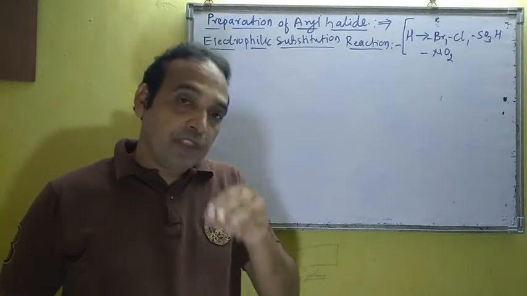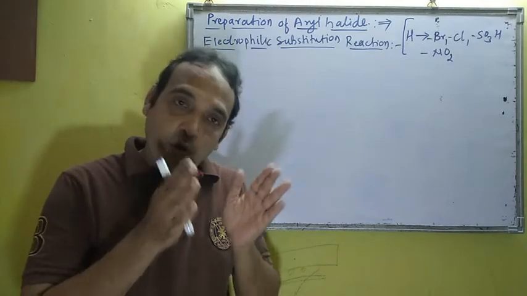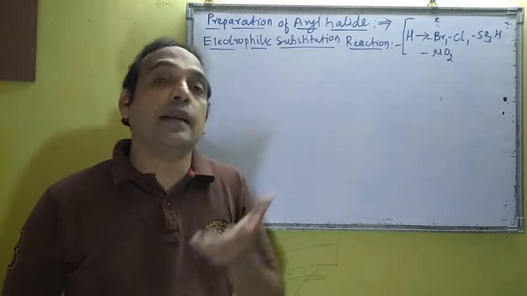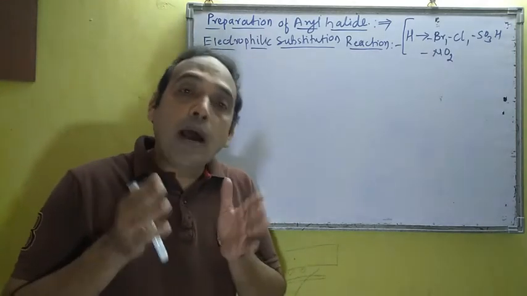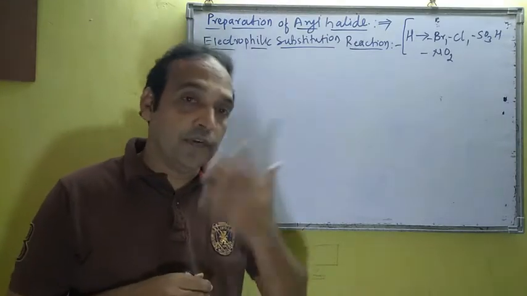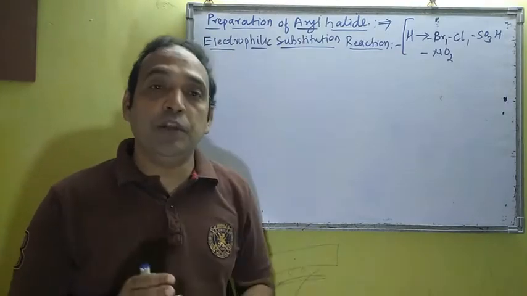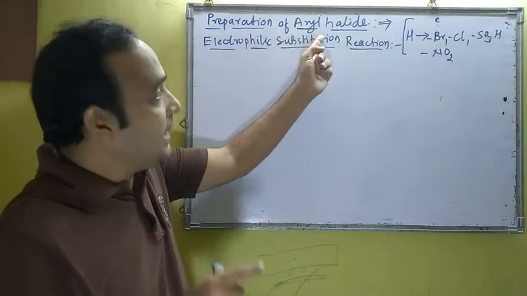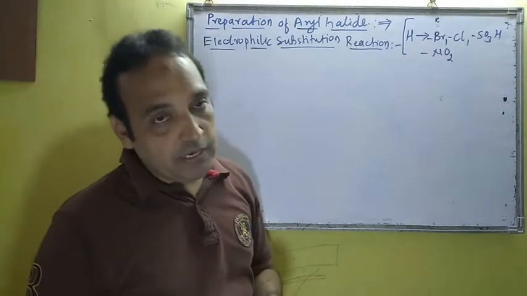Now benzene easily undergoes electrophilic substitution reaction either at ordinary temperature, means room temperature, or in dark. Why does benzene easily undergo electrophilic as compared to nucleophilic substitution reaction? All that we will try to cover in next videos. Now our method, preparation of aromatic halides, that is aryl halides, by electrophilic substitution reaction.